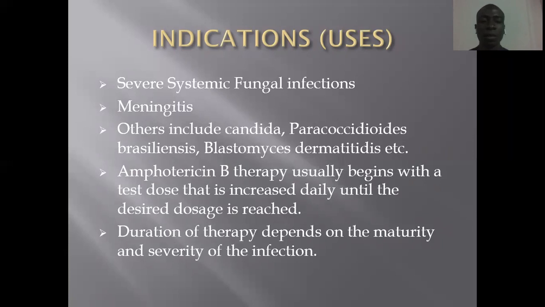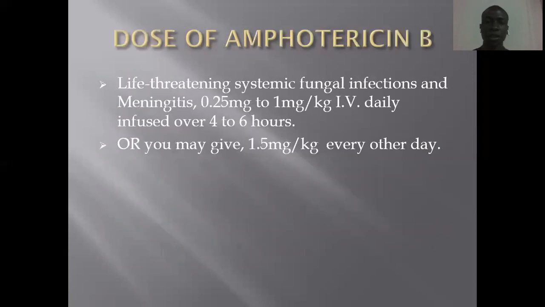Amphotericin therapy usually begins with a test dose that is increased daily until the desired dose is reached. So you begin by giving a test dose before you start giving the medication. The duration of therapy depends on the maturity and severity of the infection, so there's no specific duration.